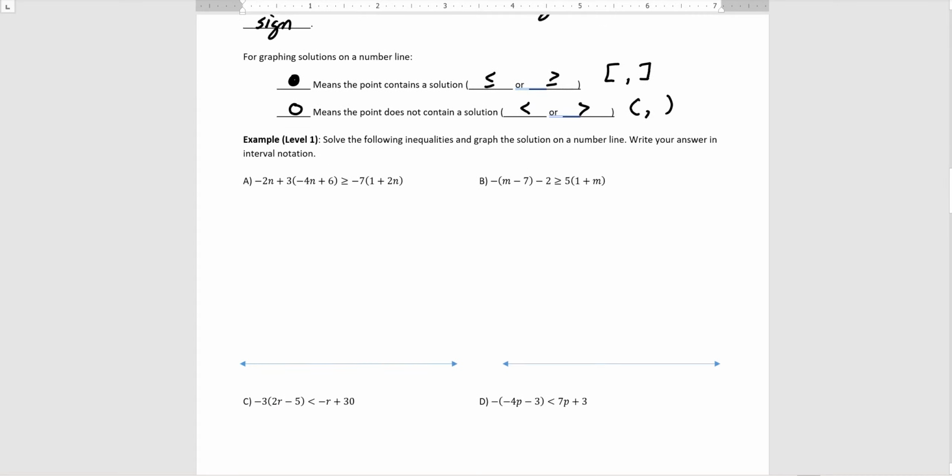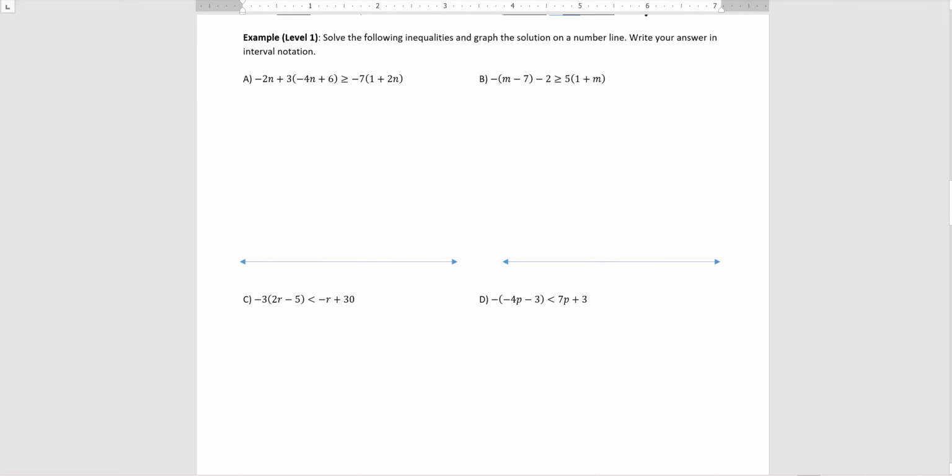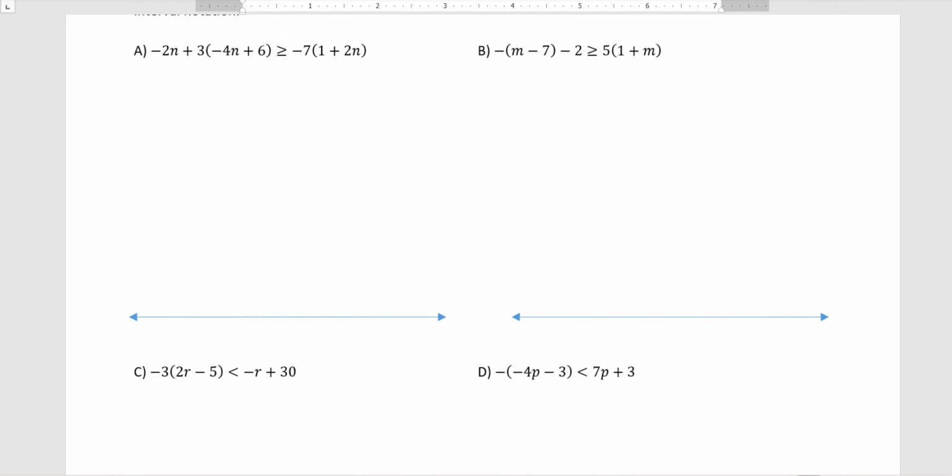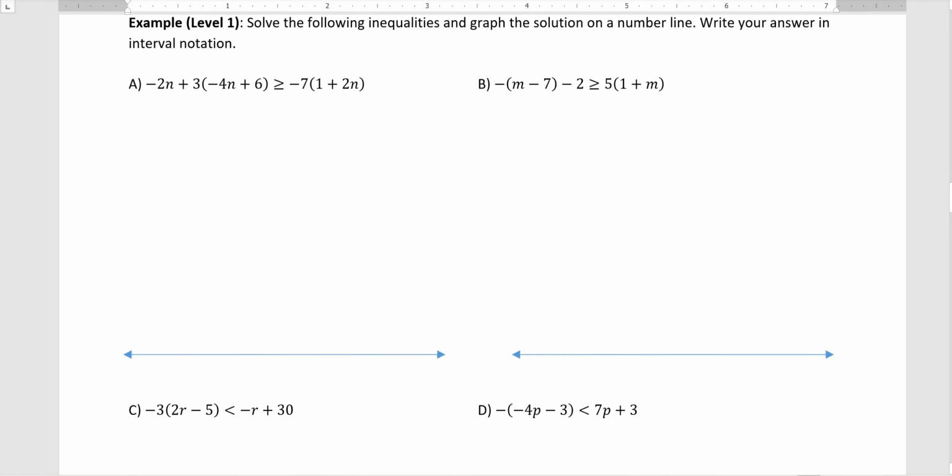So let's look at a couple examples here. Let's knock these out. All right, solve the following inequality, graph the solution on a number line, write your answer in interval notation. I'm going to zoom in just a little bit so I can give myself a little more space to write. All right, negative 2n plus 3 times the quantity negative 4n plus 6 is greater than or equal to negative 7 times the quantity 1 plus 2n.